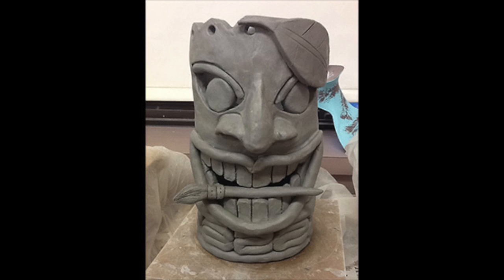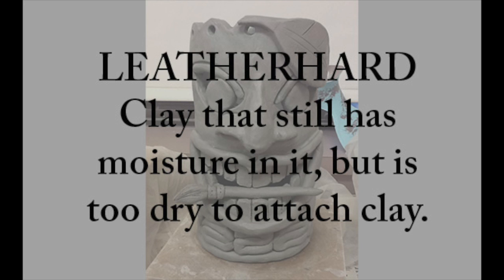After your project has dried for a few days, it will start to look shiny and turn a darker gray color. This is called the leather hard stage. Leather hard clay can be carved into, but it's too dry to attach clay to. After a few more days of drying, about 7 to 10 days total, your project will become bone dry.